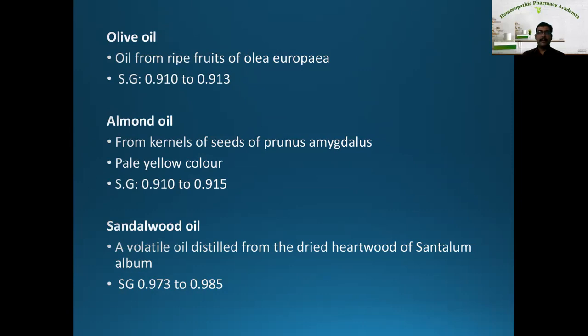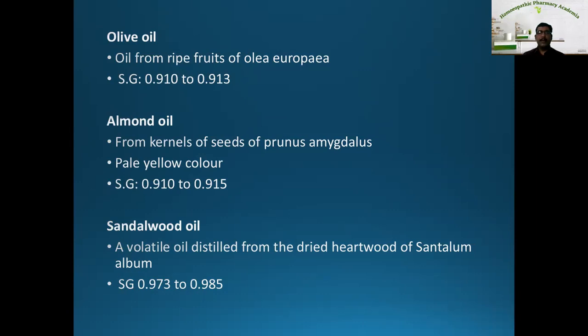Now let us see the first and very important oil which is used in homeopathic pharmacy, that is olive oil. The olive oil is prepared from the ripe fruits of the plant Olea europaea, and the specific gravity is 0.910 to 0.913. Olive oil is prepared from the oil extracted from the crushed ripe fruits with a solvent, carbon disulfide. This olive oil contains the constituents olein, palmitin, linolin, and arachin.